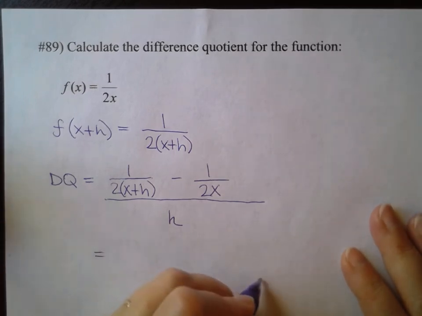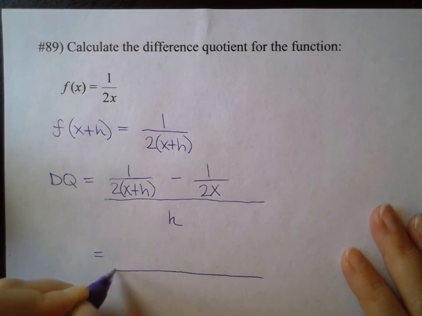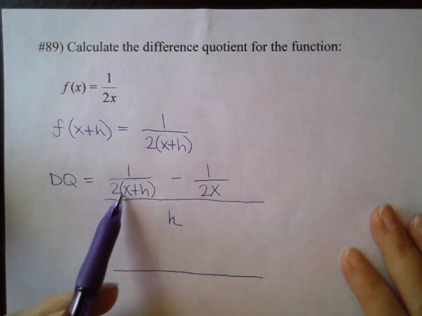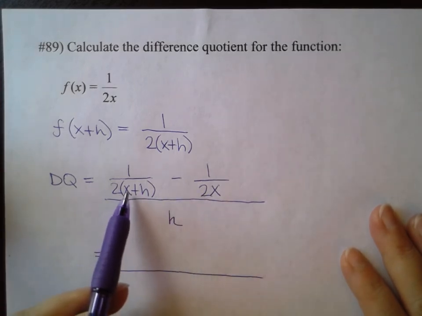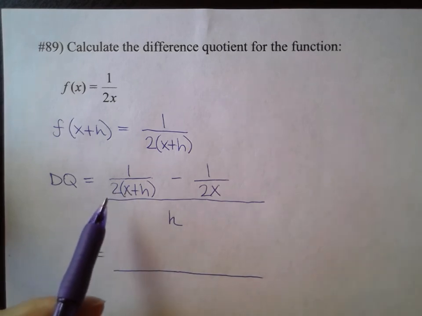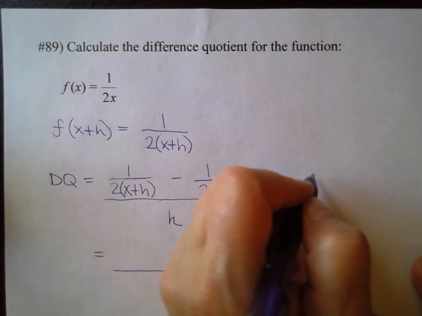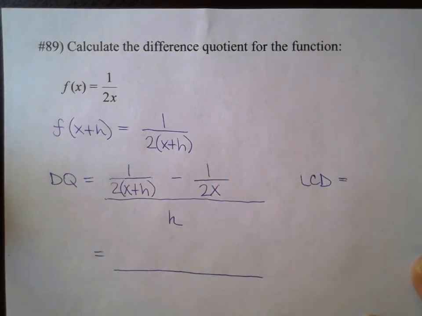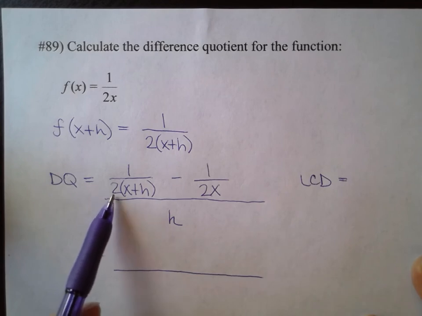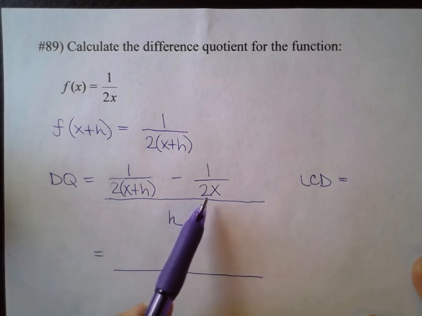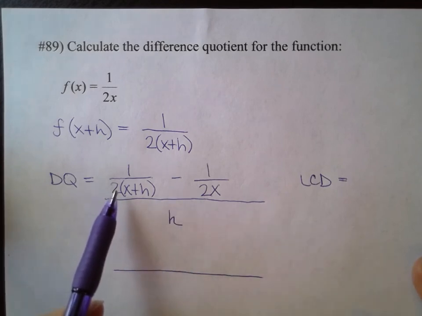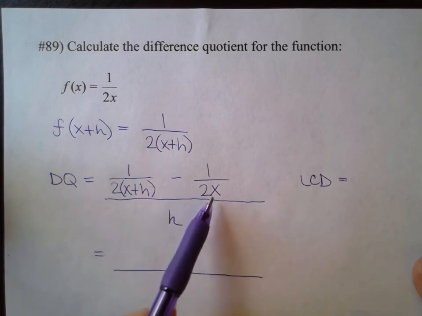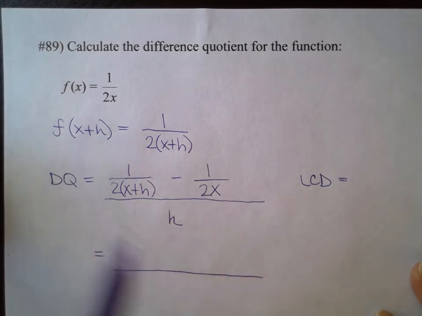Okay, so maybe the first step in dealing with something like this is to try and get the denominators of these 2 fractions on the top the same. I need a common denominator. So I think I'll use LCD, my least common denominator. It needs to have a 2 because that's represented. Only 1 though because they share a 2. It needs to have an x, and it needs to have an x plus h.